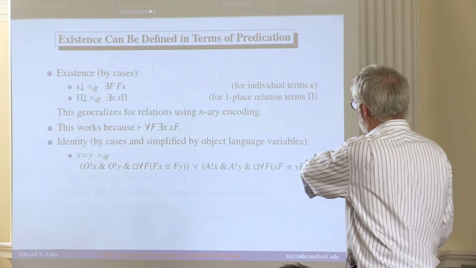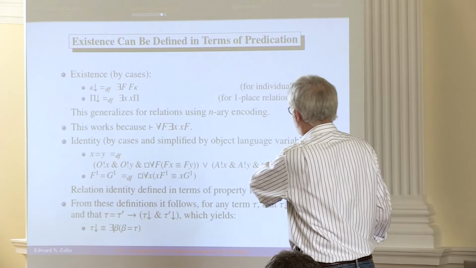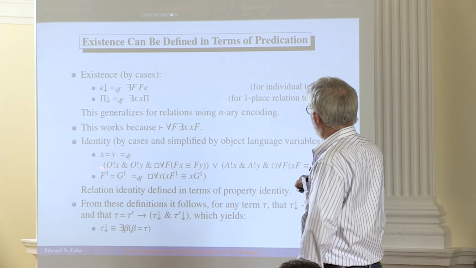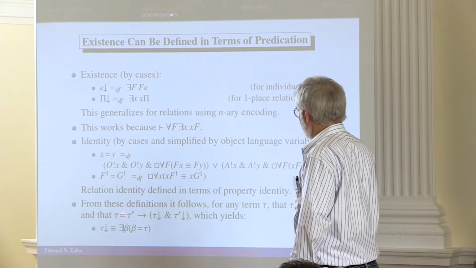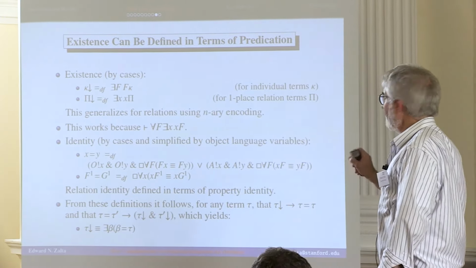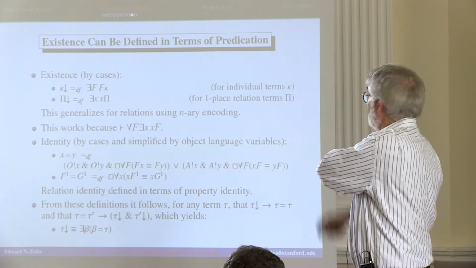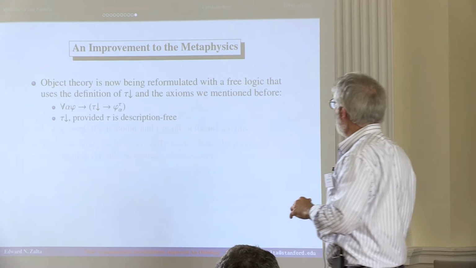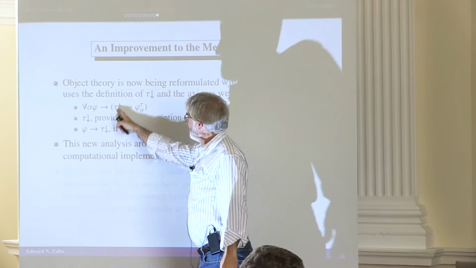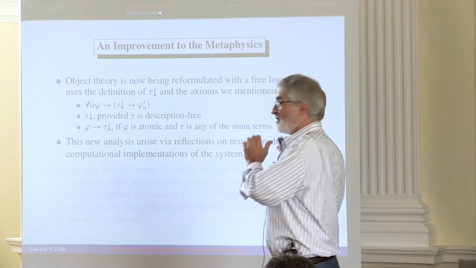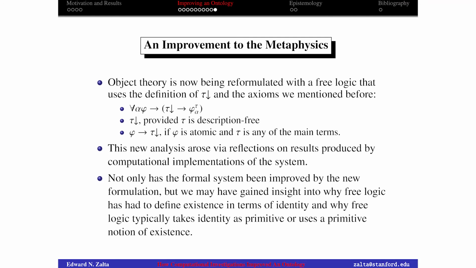I'm going to skip over the details here, because the details explain how the definitions of identities are reduced to predications, and then I just give a summary that you can prove all the things that the free logicians want, except you don't take identity as a primitive and you don't use that in your axioms. So instead, you use in your axioms this notion here, which just means the term exists, but it's now defined in purely predicational terms. So thinking about results that computational methods helped produce helped me to find a nice, elegant reformulation of the theory.